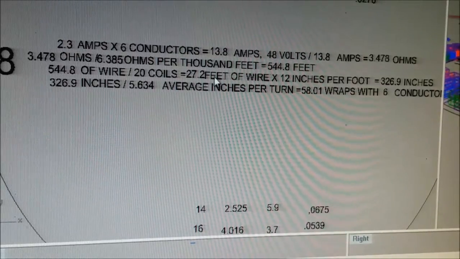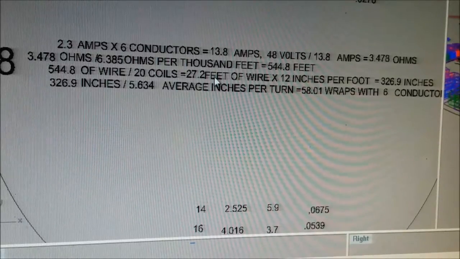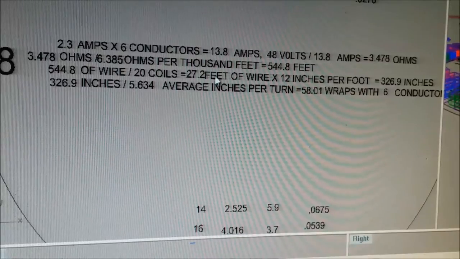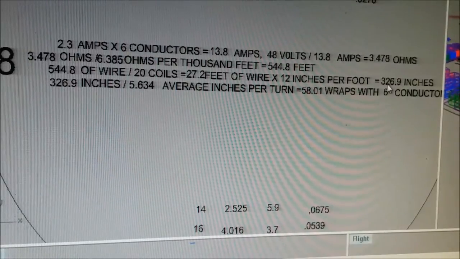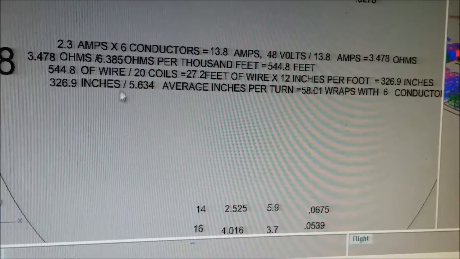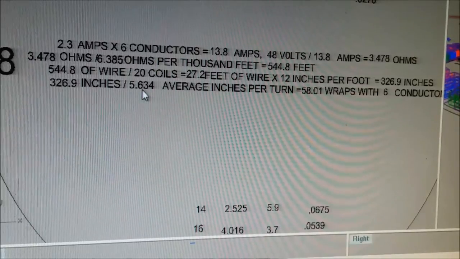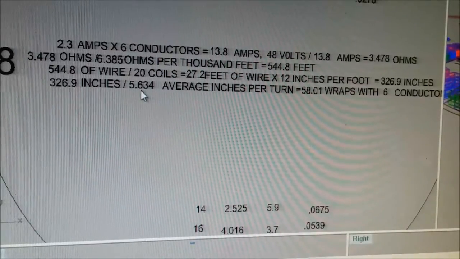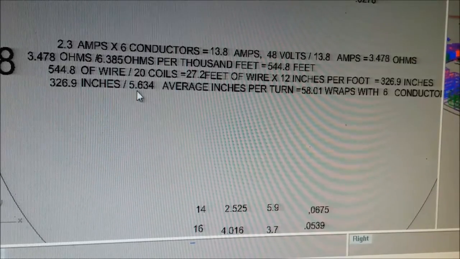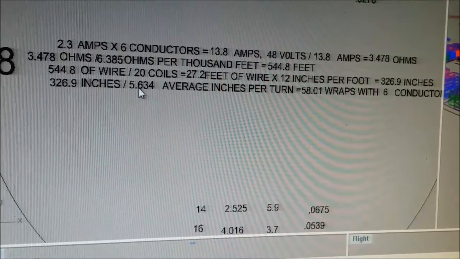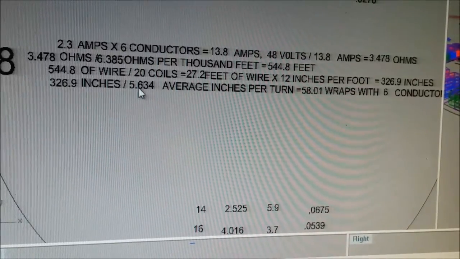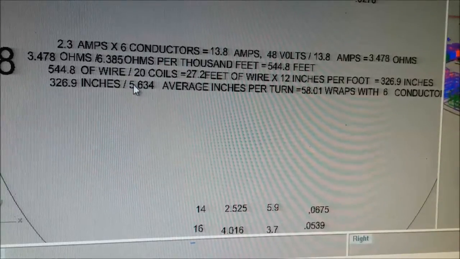And because our length per wrap was in inches, we're going to change the wire feet into inches by multiplying by 12. So 27.2 times 12, this is the inches of wire, 326.9. Now, I calculated this, this table here, using the estimated coil size. This really should be that 7.7 number. But the math works the same. It's just that this is a different motor, a different coil. I never changed the stuff over on this particular thing here.